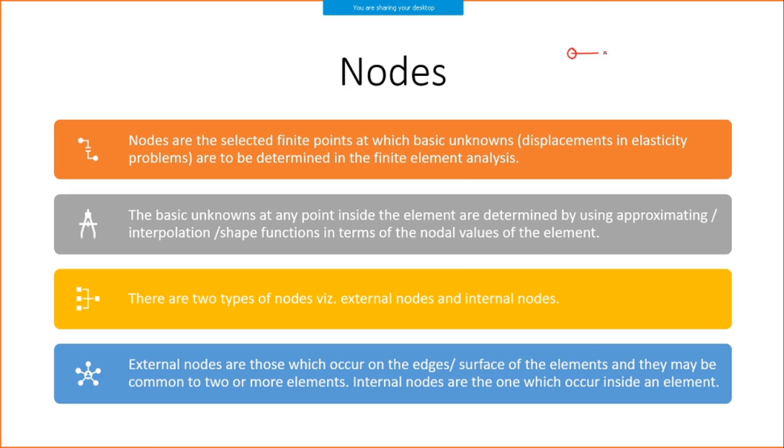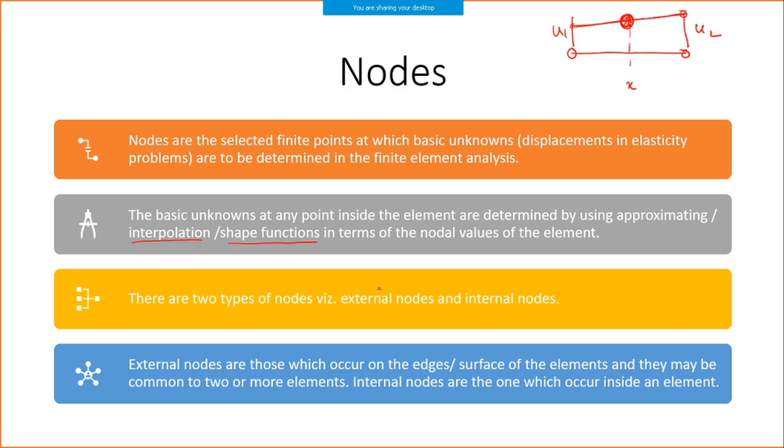Means if this is my element, I have a displacement I have determined here. This is my U2. I want to determine the displacement at some point x. What I can do is approximately join these 2 points and determine the value based on interpolation between these 2 points. That is the approximation. So that's what we are using, interpolation and shape functions.